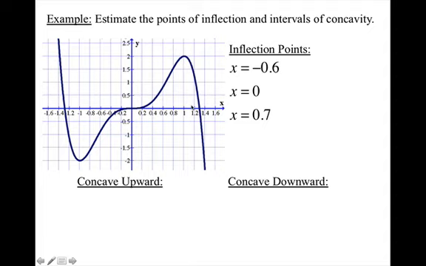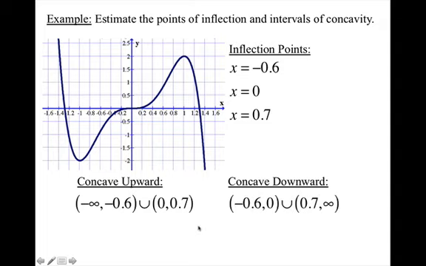So now this allows me to do my intervals of concavity. Concave upward is from negative infinity to negative 0.6, and from 0 to 0.7. Concave down is from negative 0.6 to 0 and 0.7 to positive infinity.